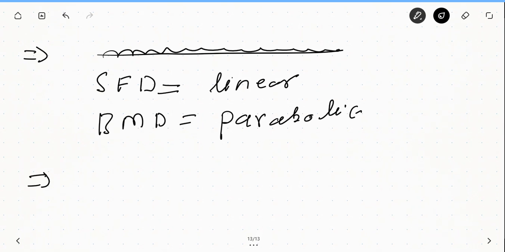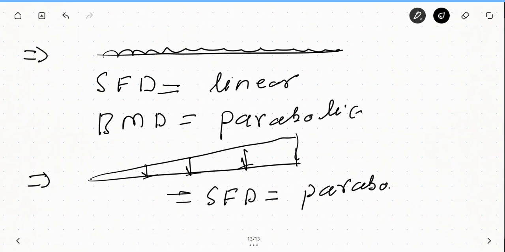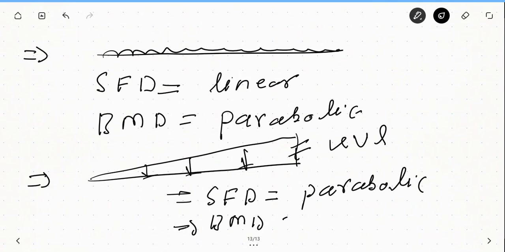Now if you increase the loading degree further, let's suppose the loading is now triangular. Okay, triangular loading. In this case you will get the shear force diagram as parabolic, second degree, and this particular loading is called uniformly varying load, UVL loading condition, and the bending moment diagram will be cubic.